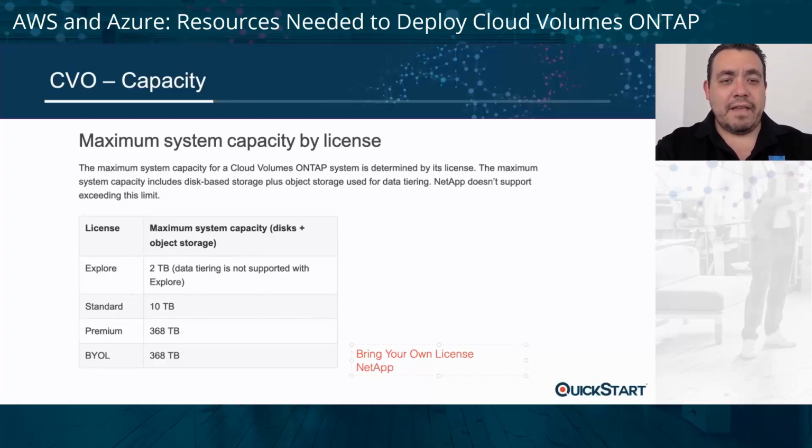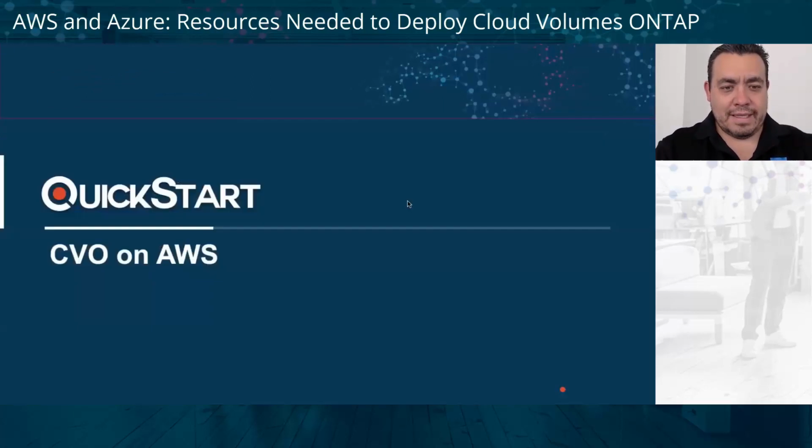And CVO, since 9.7, supports multiple licenses for the same VM. So if you get, let's say, 2 licenses, then the max capacity of that CVO is going to be 368 times 2. Okay, so the only way you can go past the 368 terabytes is if you go with the Bring Your Own License. That means, once again, that you need to buy the license from NetApp, and then you can go past the 368 terabytes. And again, they will give you 368 terabytes per license.